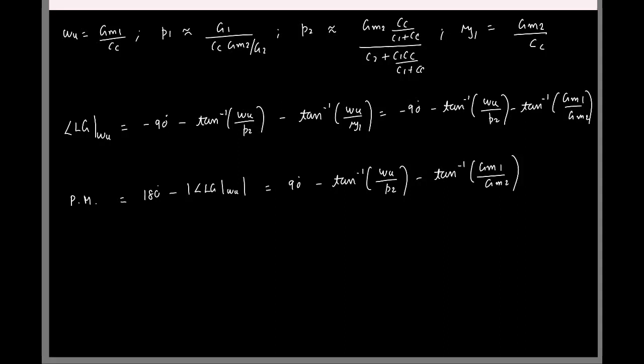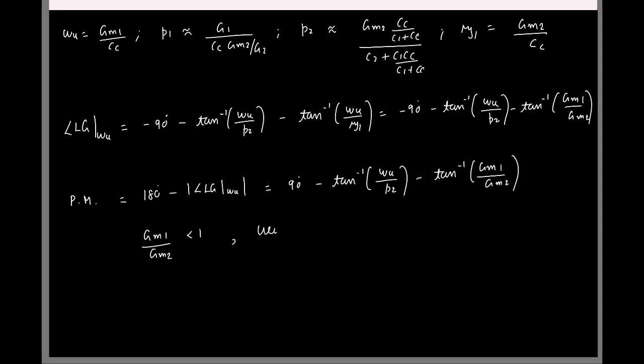Now you see that the second term here is the phase added by the second pole, and the third term is the phase lag due to the zero, right? Now you want this to be large or small? Small. You want this to be as small as possible. So this basically gives you one design choice. How will you choose GM1 by GM2? To be as small as possible.